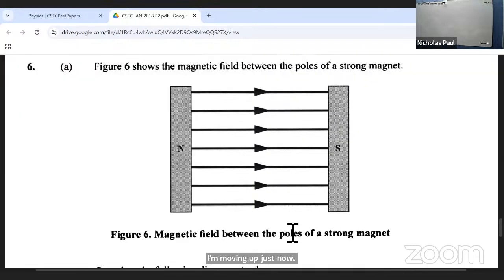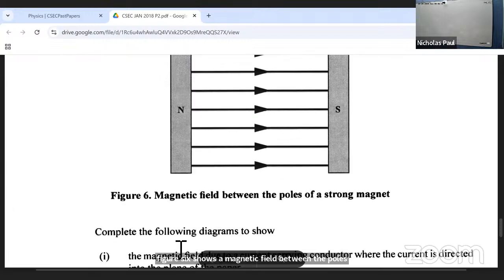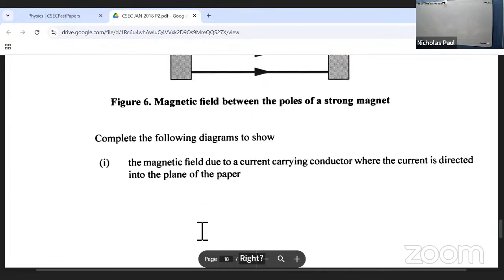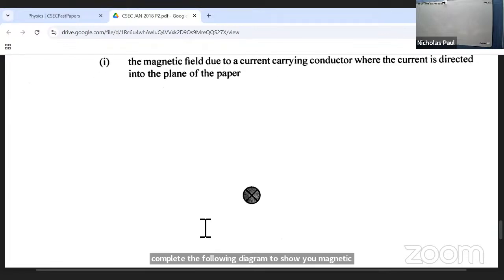Figure 6 shows a magnetic field between the poles. Complete the following diagram to show the magnetic field around a conductor. Just draw the X and put the magnetic field around it. Whose law are you using there? Right hand grip rule. Go ahead.